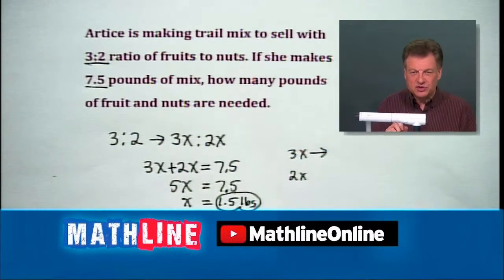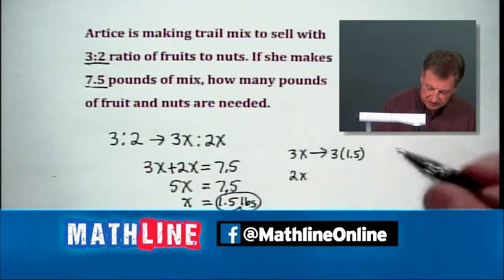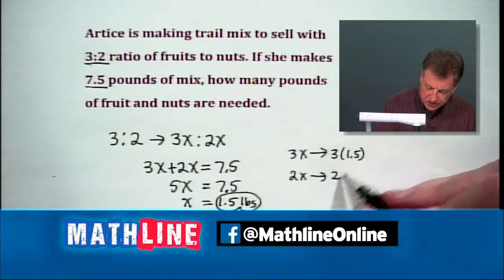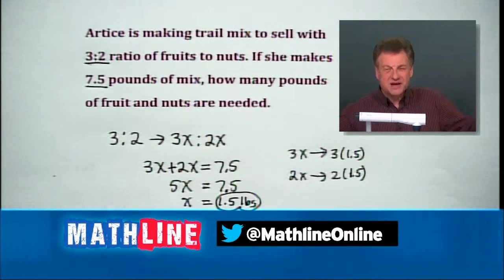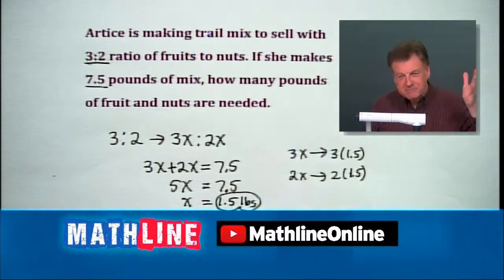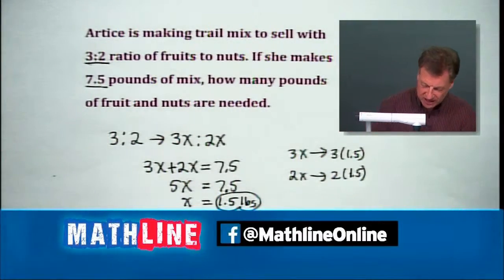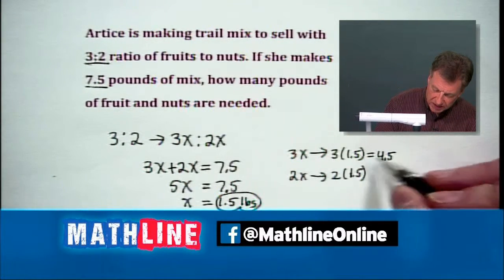We're going to substitute 1.5. We're going to say 3 times 1.5. Over here, we're going to say 2 times 1.5. And my friends, we're hoping what? That adds up to 7.5, and we have this wonderful, great artiste-made trail mix. What can I say? It'd be wonderful. So here we go. 4.5 is what we're going to get because that's what happens.